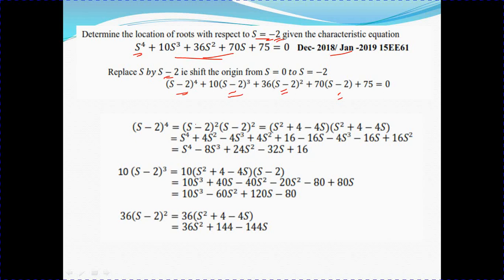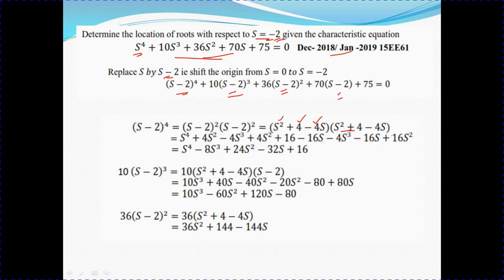Now we need to first simplify it. We don't know the formula for a minus b to the power 4, so what we are going to do is write it as s minus 2 whole square into s minus 2 whole square, and we know the formula for a minus b whole square, that is a square plus b square minus 2ab. So here it will be s square plus 4 minus 4s. Similarly, we are going to get the same back here.